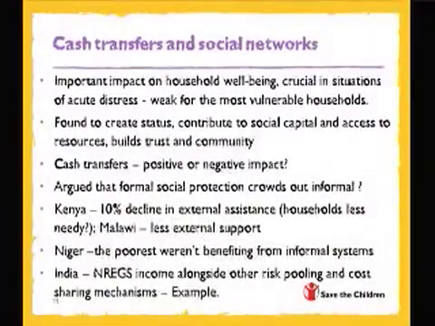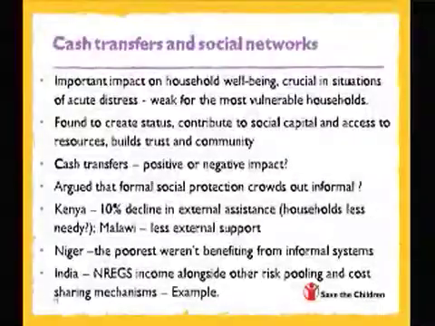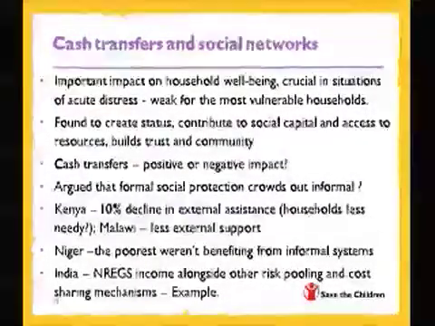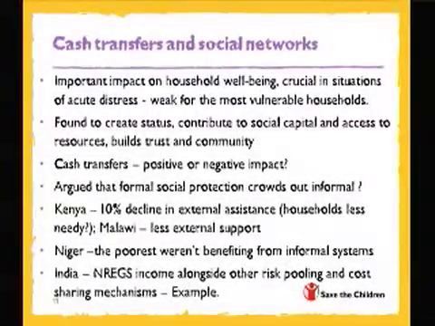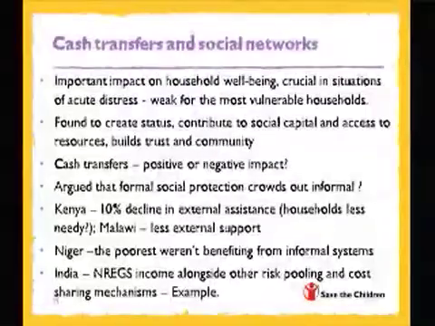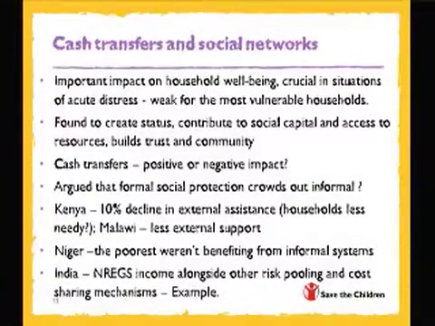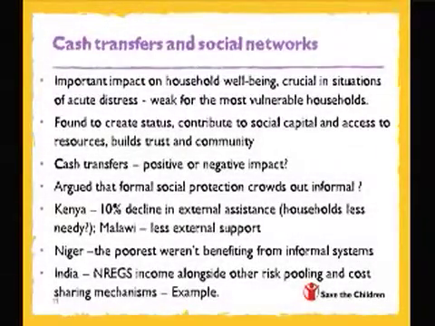In Kenya, there was found to be a 10% decline in external assistance, and questions around whether this was a result of the household being perceived as less needy. And similarly in Malawi, there's less evidence of external support. In Niger, it was found that it wasn't really the poorest, using the household economy approach, that were benefiting from these informal systems. So even if the formal social protection is crowding out the informal, is this necessarily a bad thing?